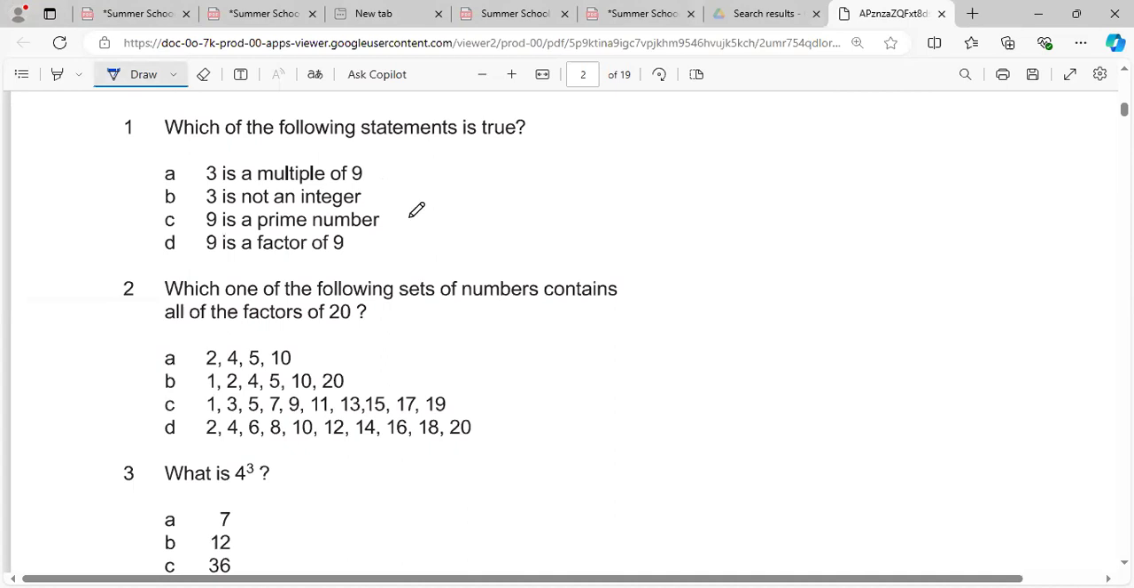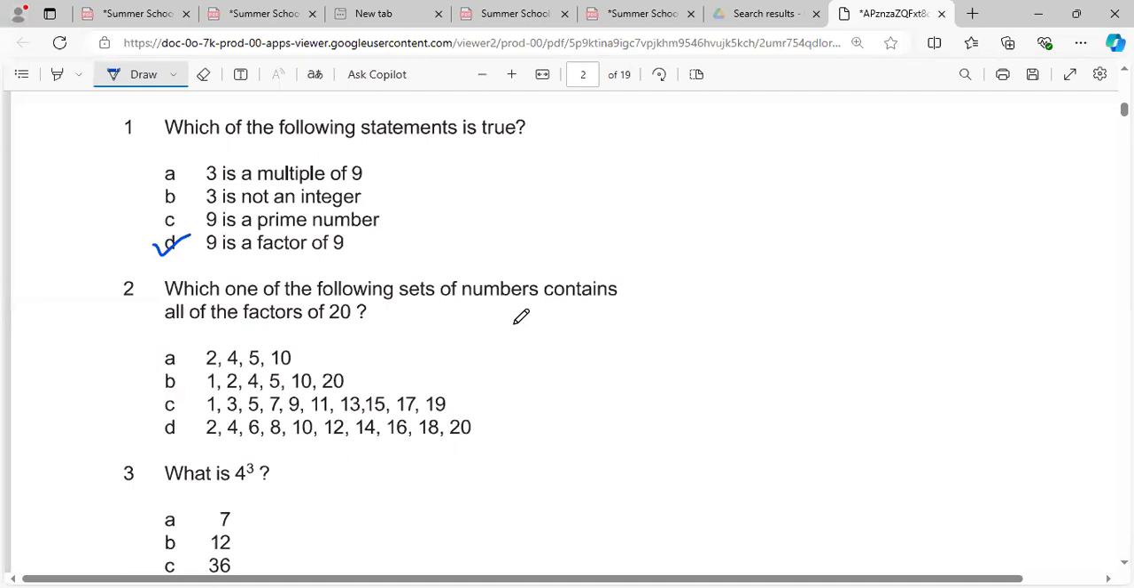An integer is a positive or a negative number. So that is not true. 9 is a prime number. Now we know that 9 is not a prime number because it has factors 1, 3, and 9. So that leaves us with D. 9 is a factor of 9. And as we always discussed, all numbers are factors of themselves.